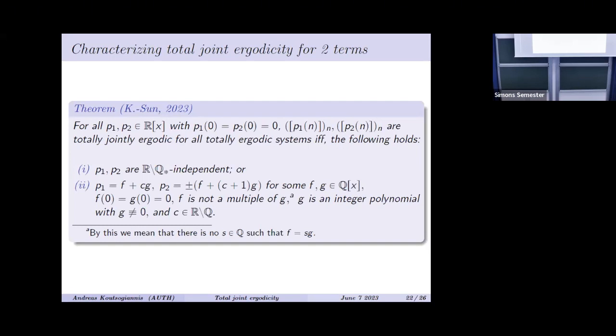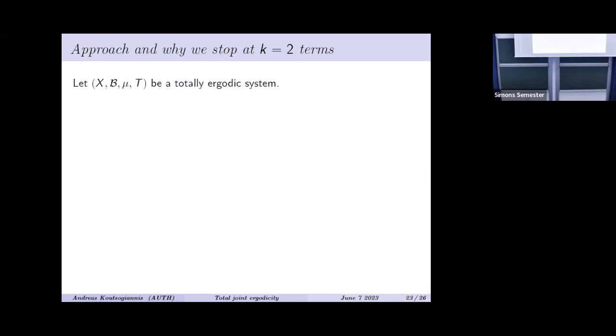Now, how do you find this? And why do you stop at k equals 2? Because the first question that you will ask is, why didn't you do it in general? Well, let's see. I'm going to cheat a little bit here because I'm going to discuss only a specific system, even though you want your result to hold for all systems. Now, if you pick a specific system, then you have the following cases. If your polynomials are R/Z-star independent, then you have joint ergodicity. So let's discuss the other case, that these two are R/Z-star dependent.